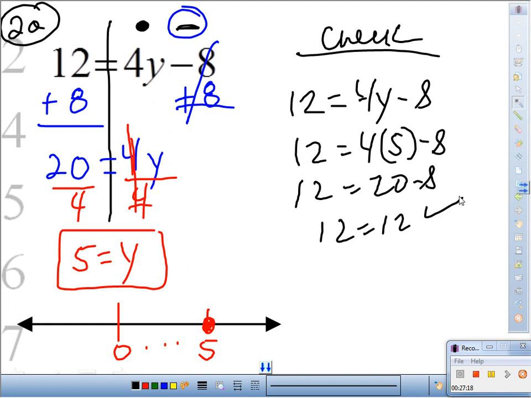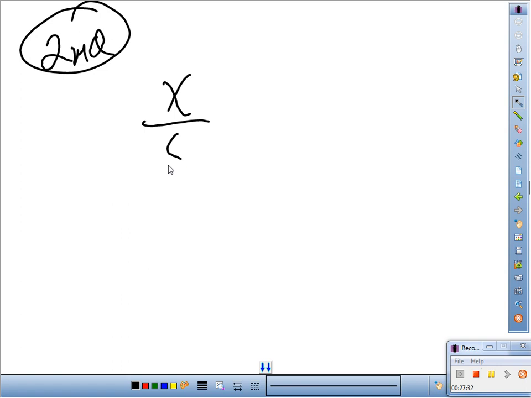Yes? That was a 2-step equation. One more of these. Yes? Last one, example 2 mega Q. x over 5 minus 3 equals 7. See if you can do that one by yourself.